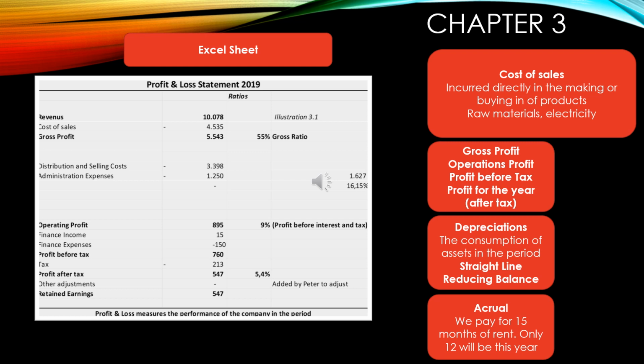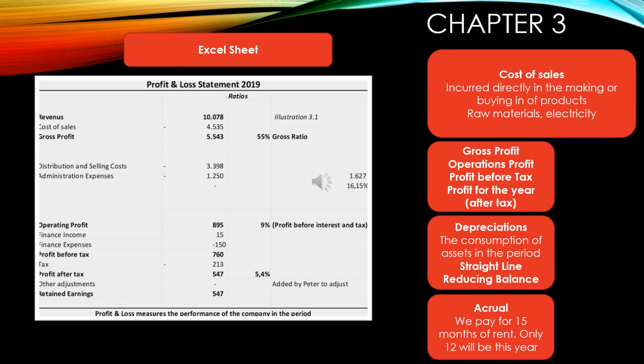We have depreciations in the P&L, which is to show the consumption of the assets that we have in the period of the profit and loss statement. We have two methods for depreciating assets, either straight line, meaning the same amount every year, or reducing balance method, meaning using the same proportional depreciation each year, i.e. 25% a year.